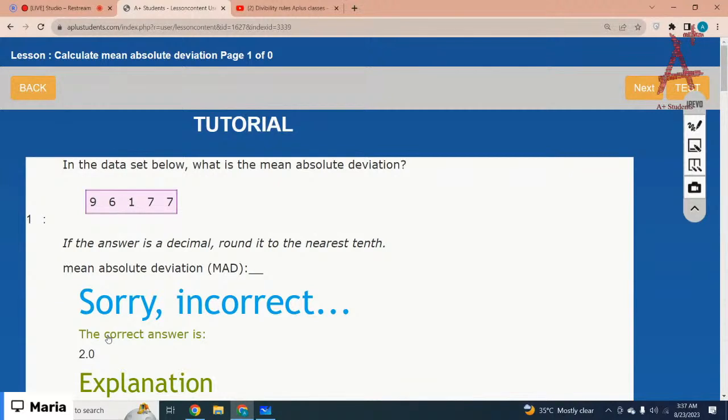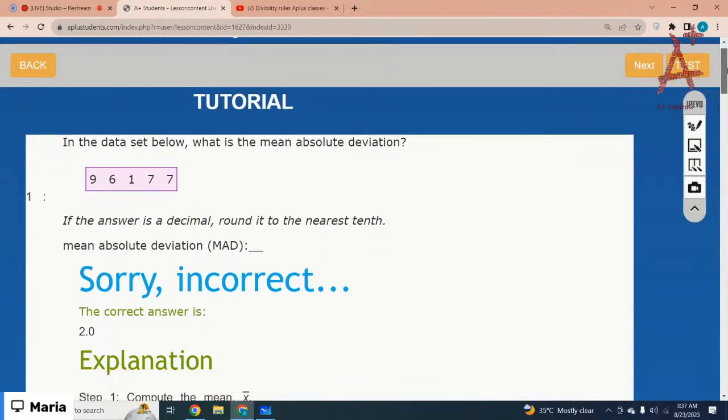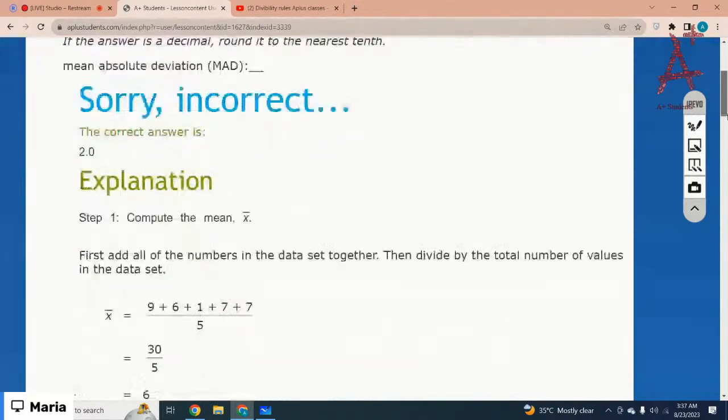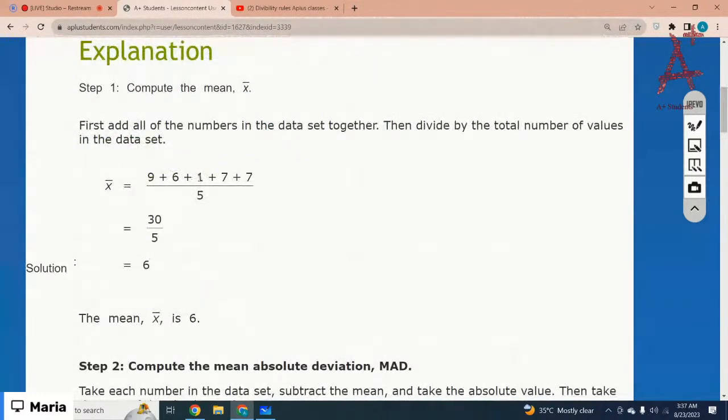In the data set below, what is the mean absolute deviation? The numbers are 9, 6, 1, 7, 7. First of all, you have to calculate the mean of the given values, right? Mean means you have to add them and divide them by, they are 1, 2, 3, 4, 5 in number, so you have to divide them by 5. So 9 plus 6 plus 1 plus 7 plus 7. When you add, they make 30. 30 over 5 is 6.